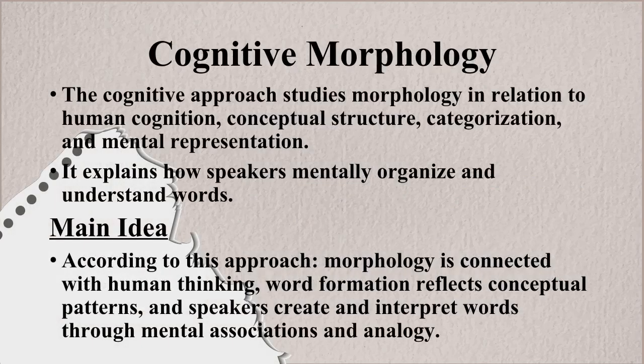The cognitive approach looks at morphology as part of the human mind, focusing on how words are linked to cognition, conceptual structures, mental categories, and internal representation of language. It explains how speakers do not store words randomly, but organize and understand them systematically in their mental language system. The main idea of this approach is that word formation is closely related to human thinking processes. Speakers build and interpret new words using conceptual patterns, mental associations, and analogy with existing words.